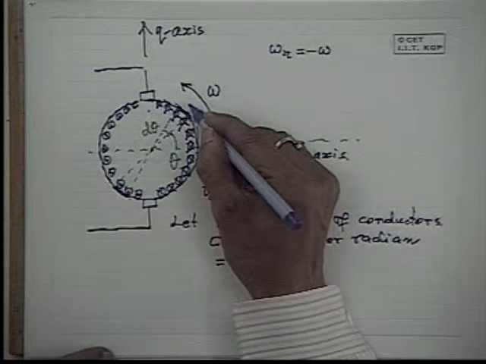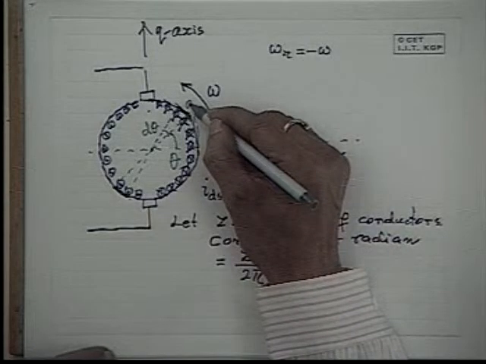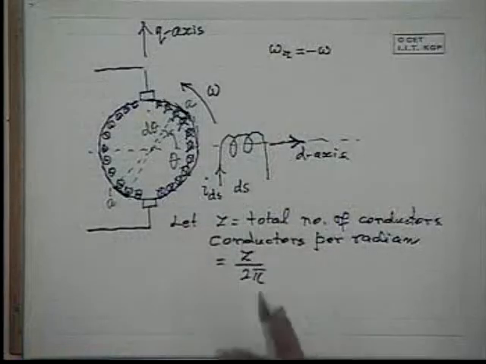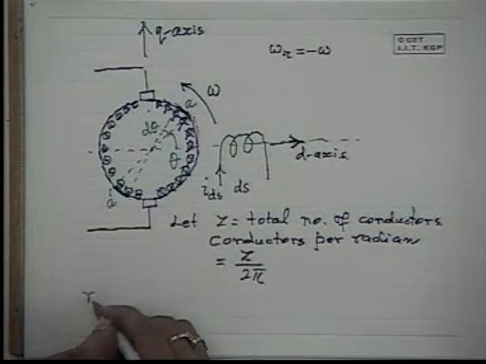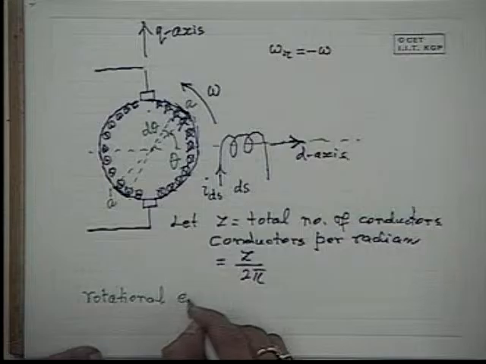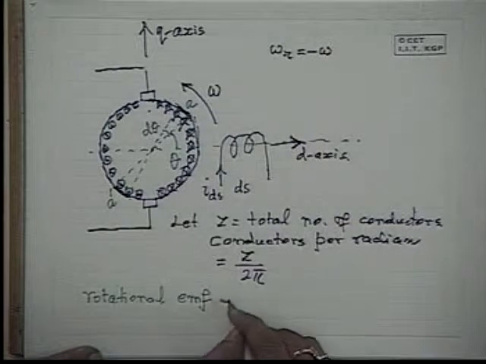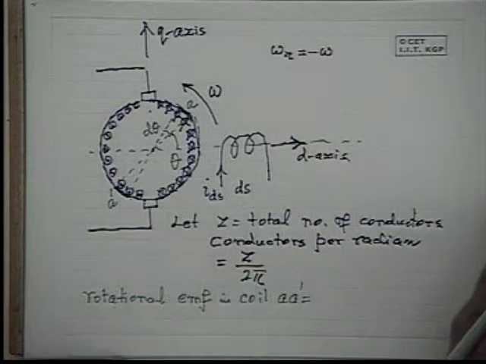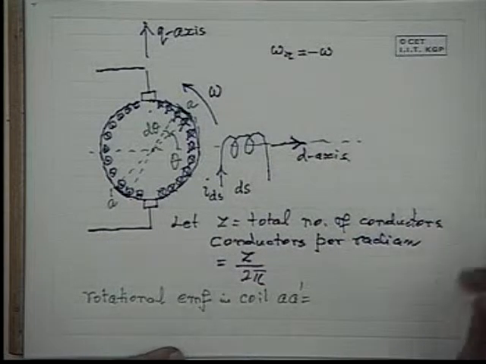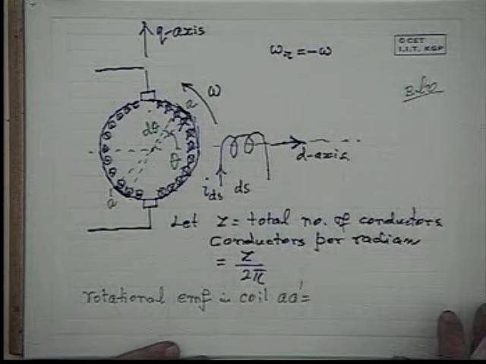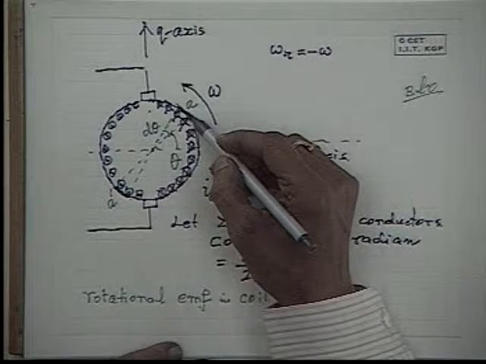Let us call it A prime. This is an elementary coil on the armature surface. Now, rotational EMF in coil A prime, we know the formula BLV. Let us write. Now, let the flux density at this point be B.